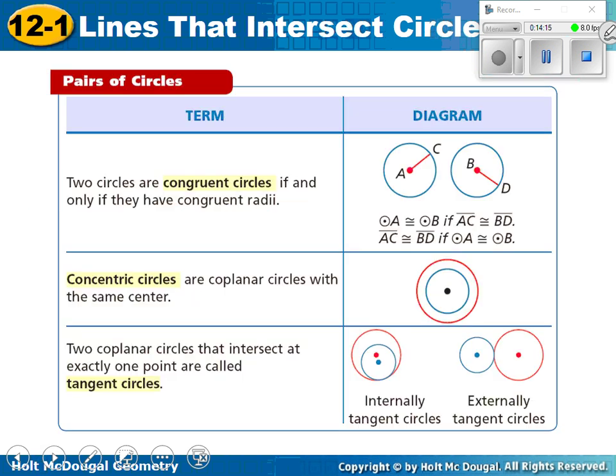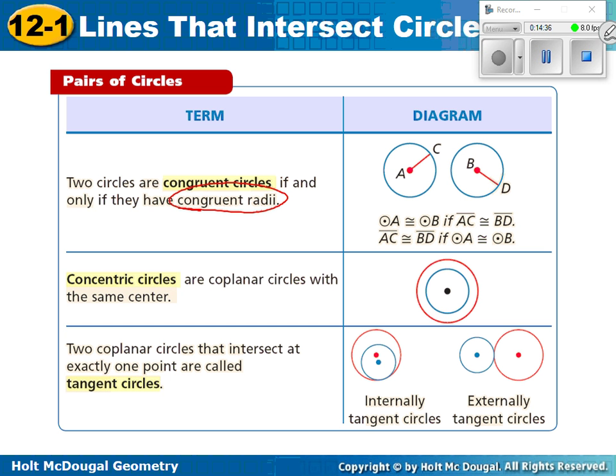So some more vocabulary here, all about circles. We have congruent circles, concentric circles, and tangent circles. Congruent circles should be pretty easy. 2 circles are congruent if they're the same size. To show they're the same size, they're going to have the same radius length. So as long as they have the same radius length, then they're going to be congruent circles.